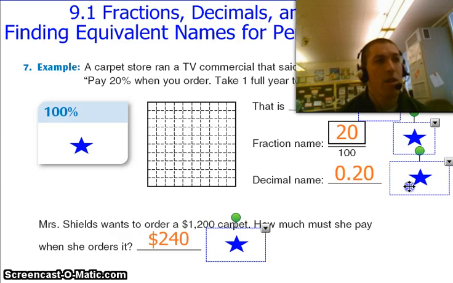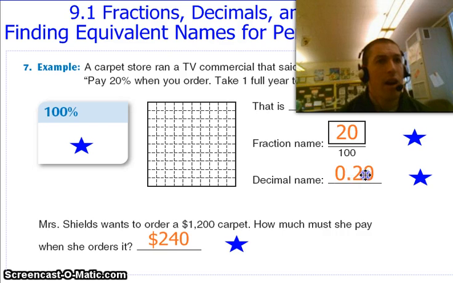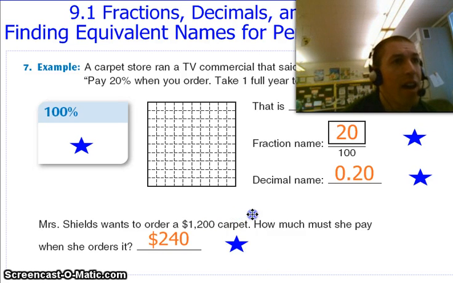There we go. Once again, 20%, if you multiply that by 1,200, you would find that 20% of that would be 240. 10% would be 120, because we divide that by 10. And then 20% is doubled, so 120 times 2 would be 240.